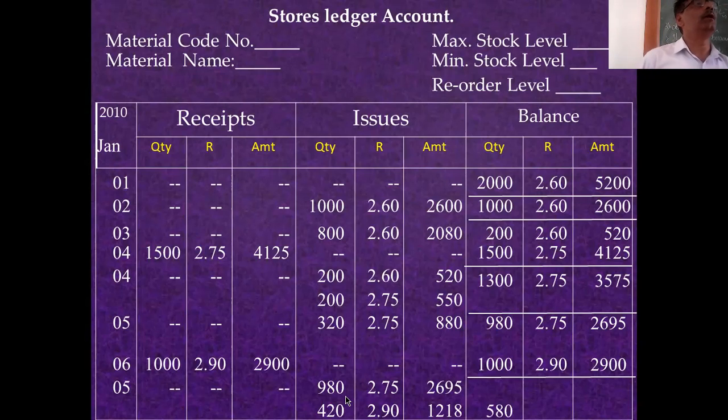580 is the quantity remained. Rate applicable is 2.9. Amount is 1,682. Clear? Any doubt? Next, in the next slide, I will take the same one.